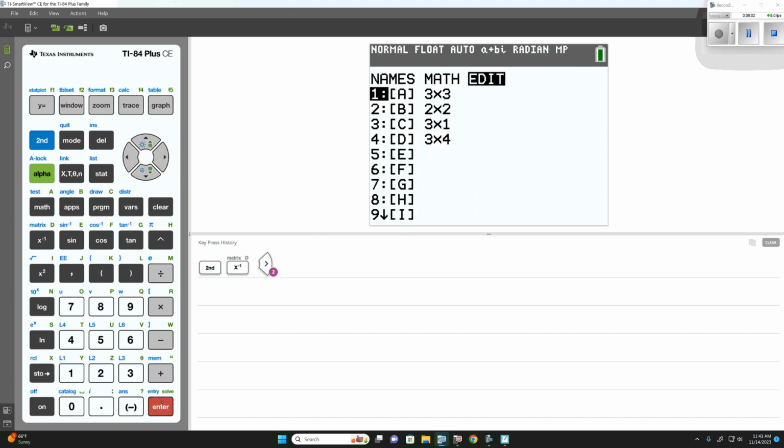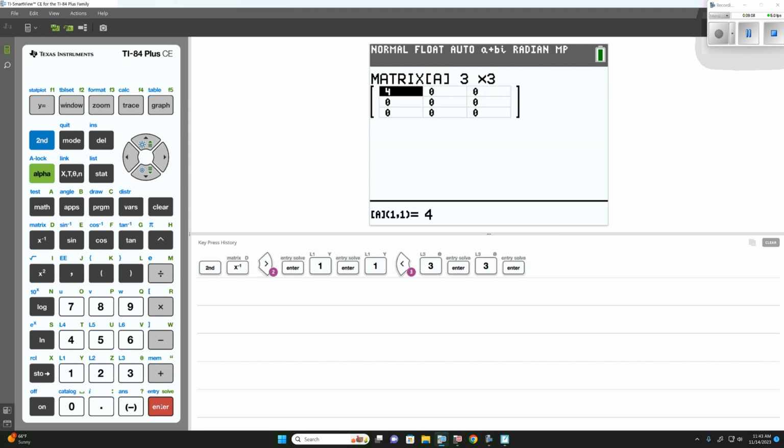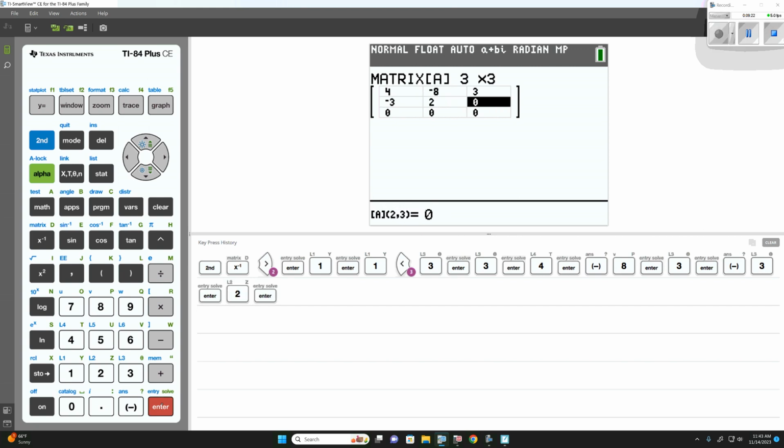Let's look at this one again. So if we grab the calculator, we could type this matrix in. So the one we're looking at, the 3 by 3, is 4, negative 8, 3. Negative 3, 2, 6. Negative 4, 5, 9. So we go through the process of typing it in. Any questions on how to type them in? We feel good with typing them in.